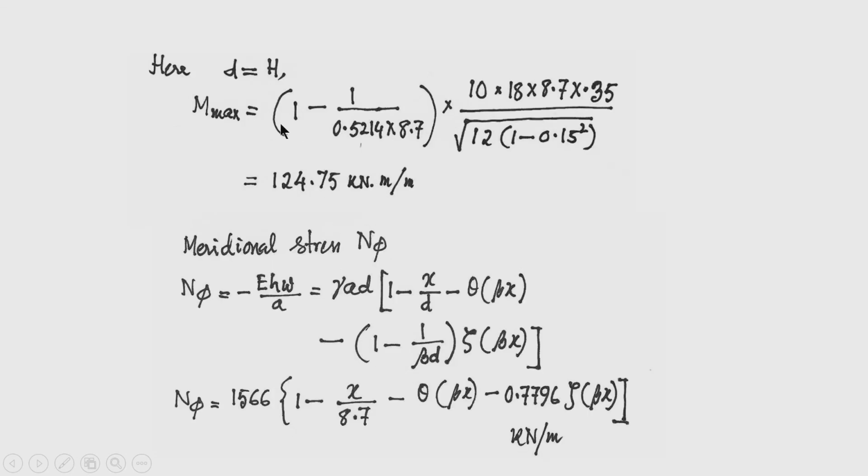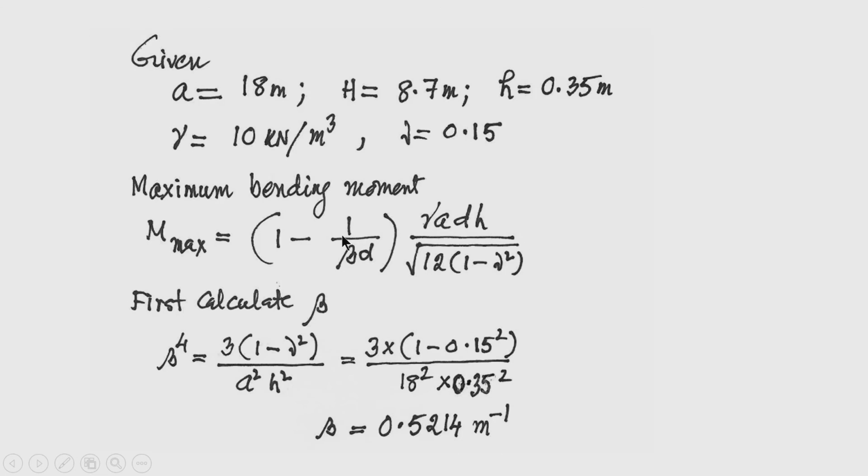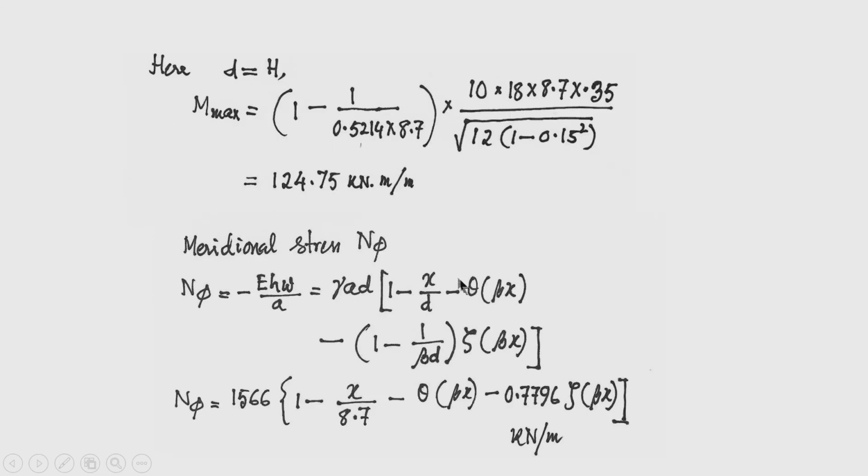Now the maximum bending moment will be at the base, and here we take d equal to h in the formulation. Substituting all the parameters in the maximum bending moment expression, we now obtain the maximum bending moment as 124.75 kilonewton meter per meter. So, this is the result of maximum bending moment.